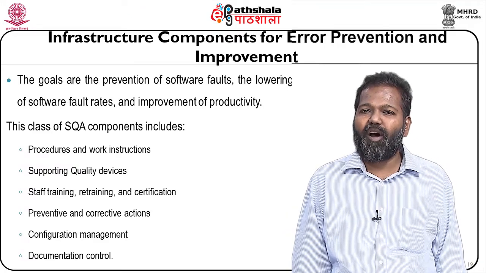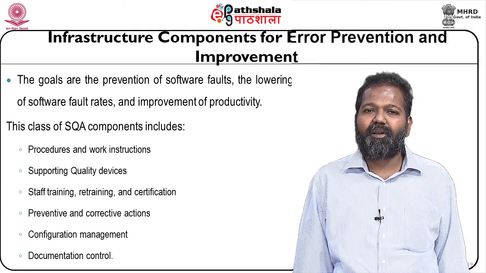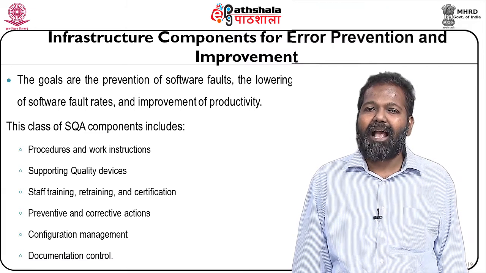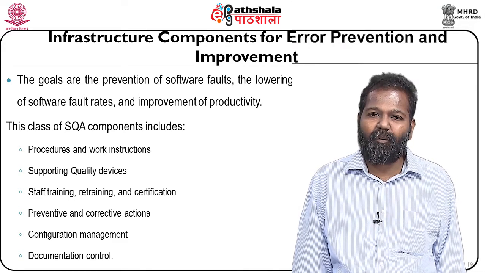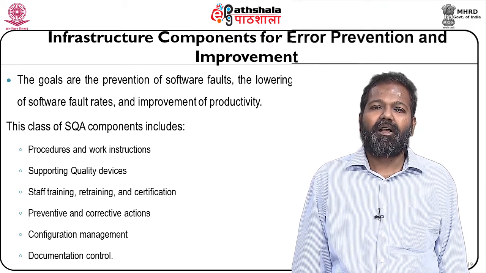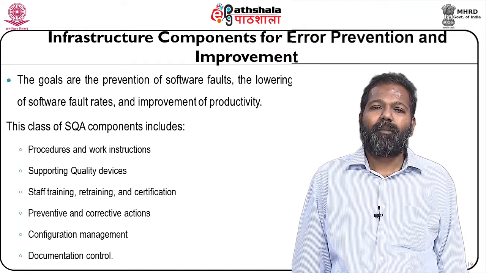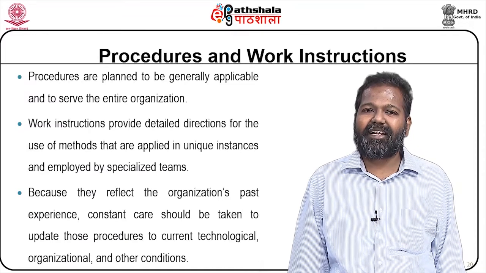Infrastructure components for error prevention and improvement. The goal is the prevention of software faults, the lowering of software fault rates and improvement of productivity. This class of software quality assurance components includes procedures and work instructions, supporting quality devices, staff training, retraining and certification, preventive and corrective actions, configuration management and documentation control. Procedures and work instructions.